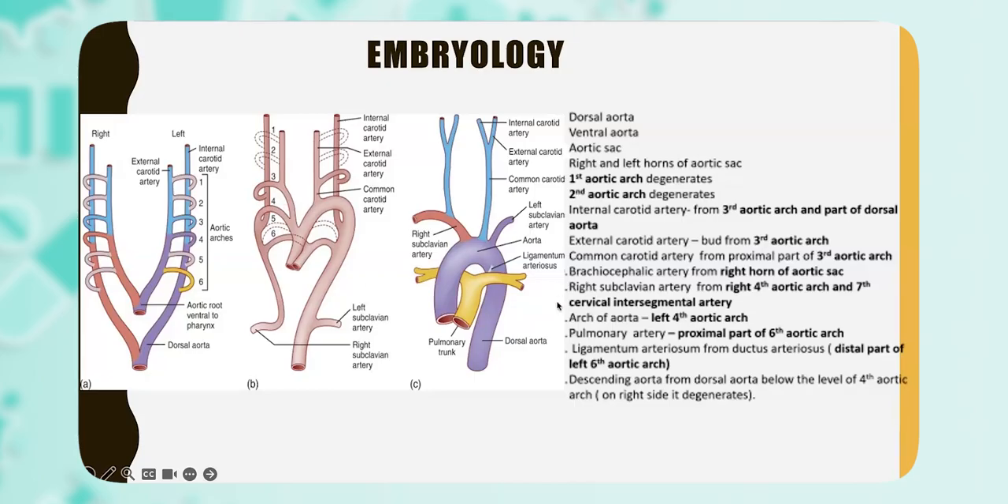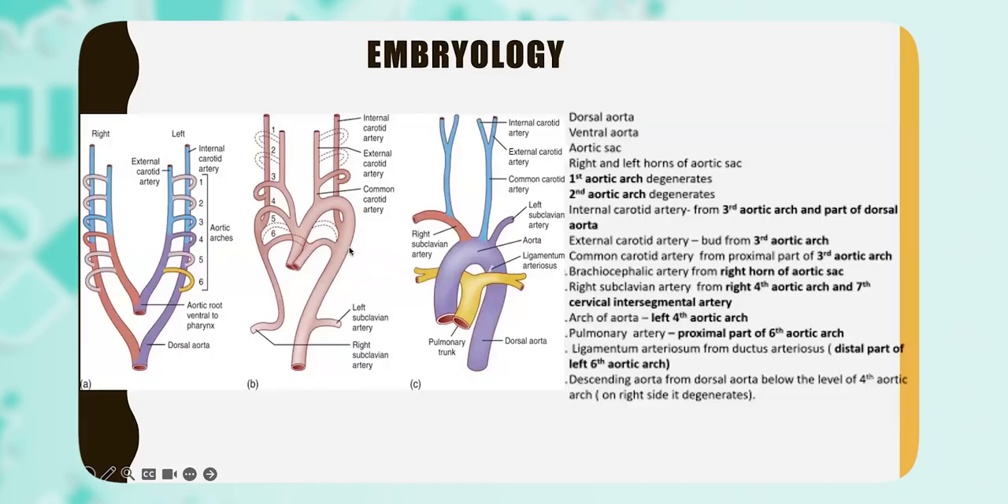Fourth arch is complicated. Brachiocephalic artery forms from the right horn of the aortic sac. This is the right horn, which divides into the fourth and fifth aortic arches. Fourth one forms the brachiocephalic artery, distal part of the brachiocephalic. This is the common carotid artery. The proximal part is brachiocephalic artery, and the fifth arch from here will form the subclavian artery. Here, this fifth arch will form the arch of the aorta, right? Here, arch of the fourth one will form the arch of the aorta.